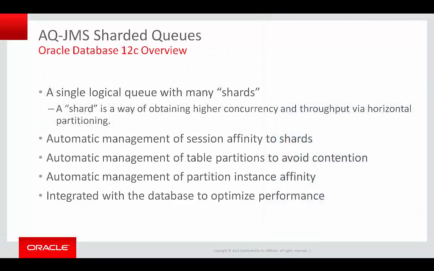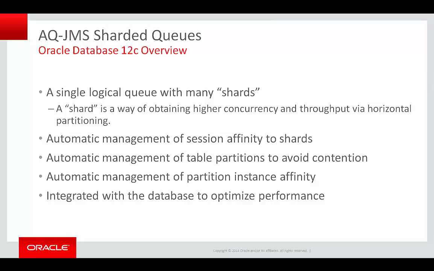So what are AQ JMS sharded queues? Well, a sharded queue is a single logical queue with many shards. And a shard is a way of maintaining higher concurrency and throughput via horizontal partitioning. You may have heard of sharded databases that try to get higher concurrency and throughput by horizontal partitioning. Well, this is the messaging equivalent of that.